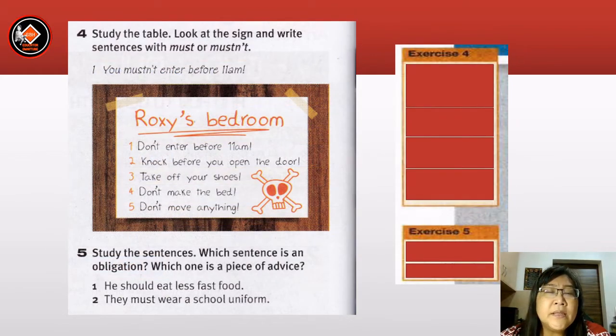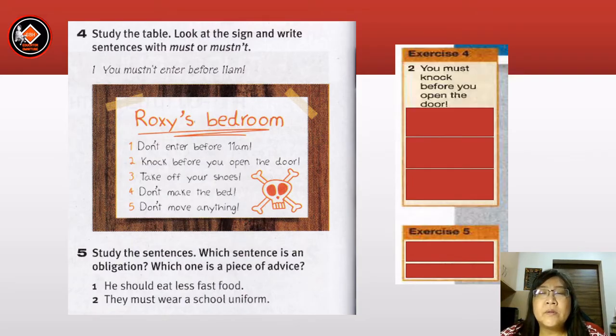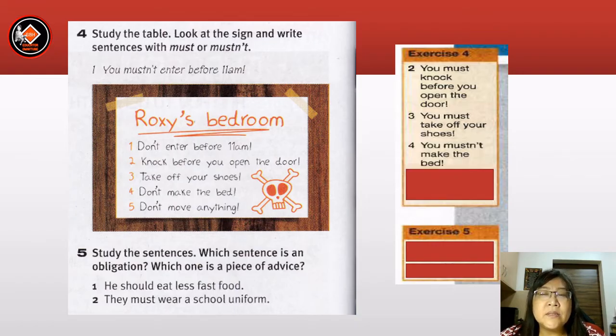Dear students, study the table and look at the sign and write sentences with must or mustn't. For example, number 1, you mustn't enter before 11 a.m. So let's look at Roxy's bedroom. Number 2, you can write you must knock before you open the door. Number 3, you must take off your shoes. Number 4, you mustn't make the bed. And number 5, you mustn't move anything.